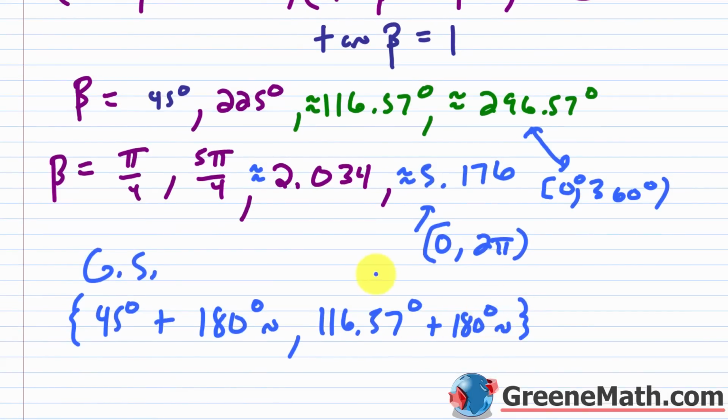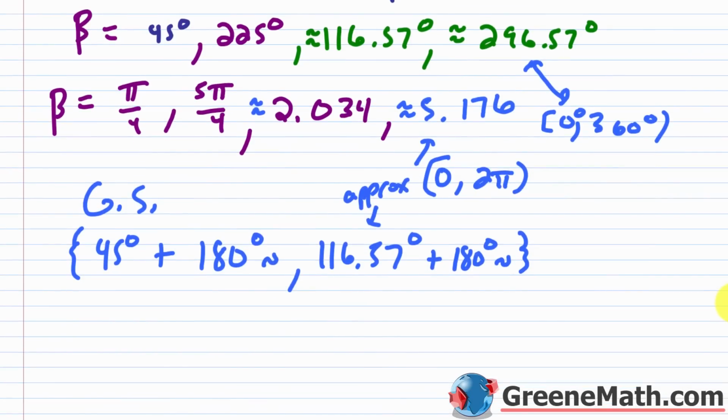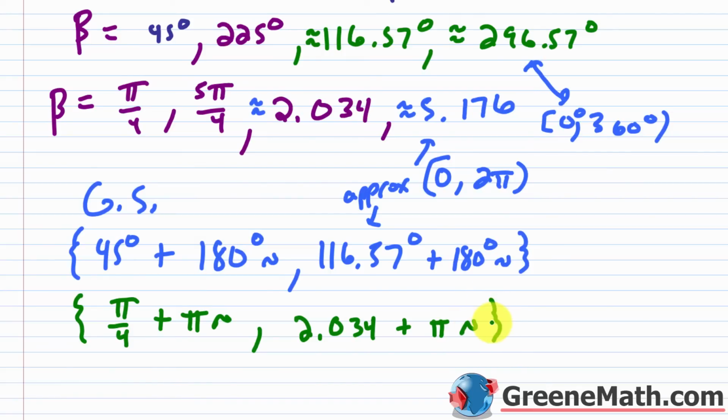Again, this is an approximation. It is not an exact value. Depending on your teacher, you might have to show that in some way. That's why I put this here and here. That's just my way of notating, it isn't standard, that this is an approximation, not an exact value. Then down here, I would start with pi over 4 plus pi n, and for this one I would take my 2.034 plus my pi n. Again, notate that this is an approximation to let your teacher know that you're aware it's not an exact value.